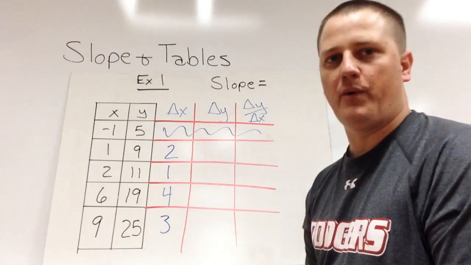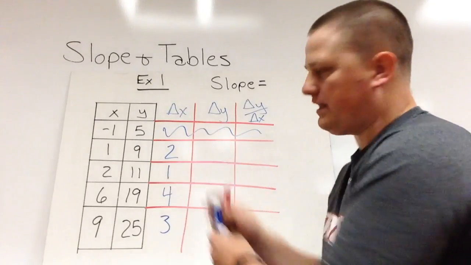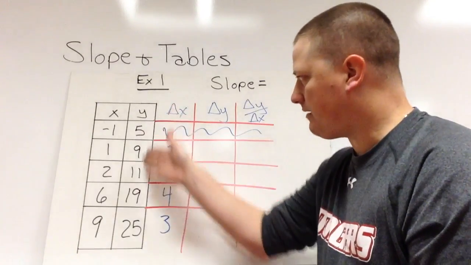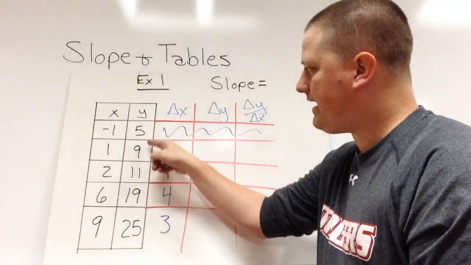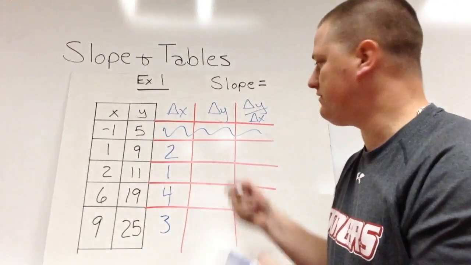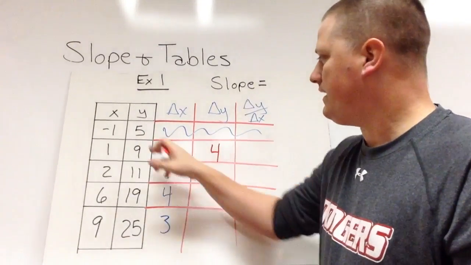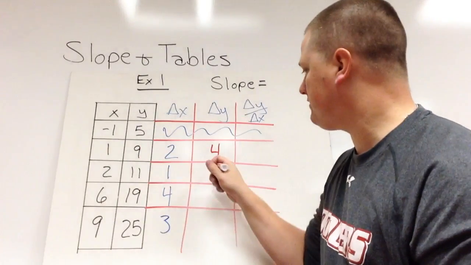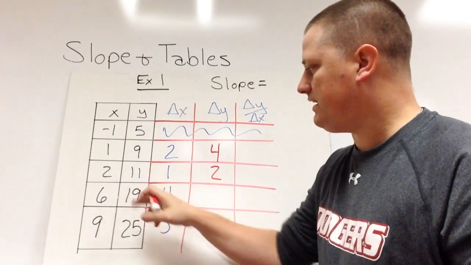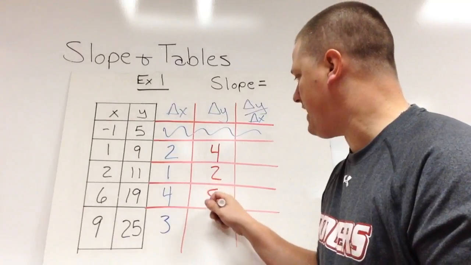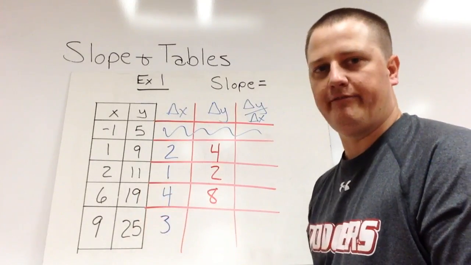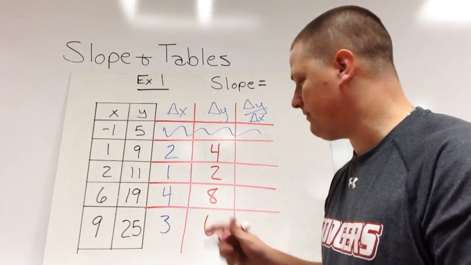Alright, let's go to delta y. To do delta y, we're going to do the same thing we did in delta x, except with our y values. 5 to 9, well, that's a distance of 4. 9 to 11, that's a distance of 2. 11 to 19 is a distance of 8. And 19 to 25 is a distance of 6.